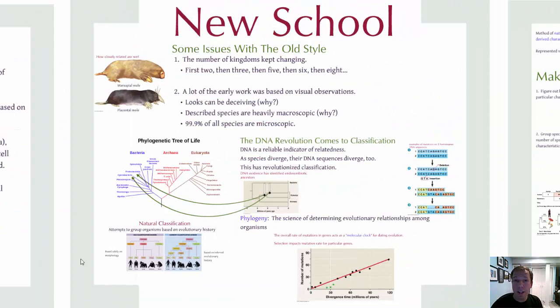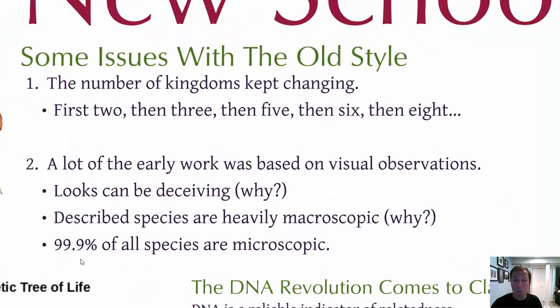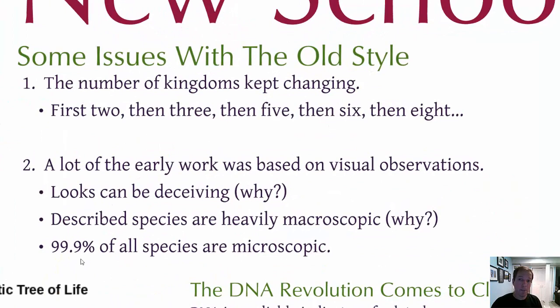Now, before we take a look at the new system of classification, it's helpful to understand why we need a new way to classify living things. Well, there were problems with the old system. The number of kingdoms, the number of phyla, and the number of groups at every level of the hierarchy kept changing. They would increase over time as new species were being discovered.